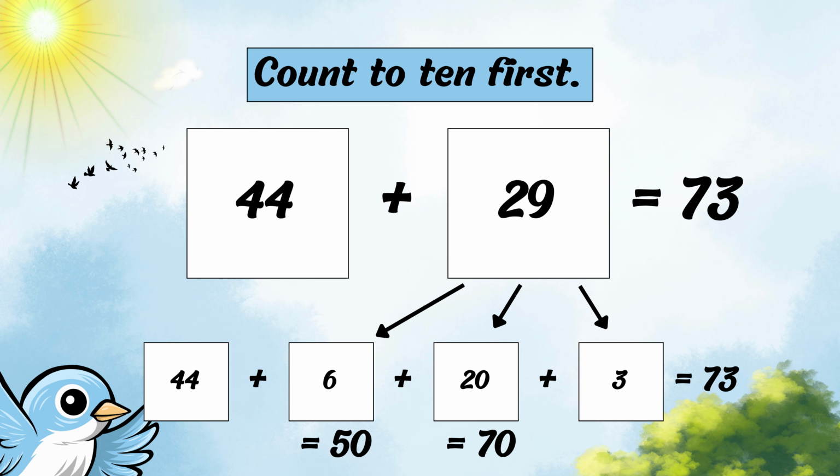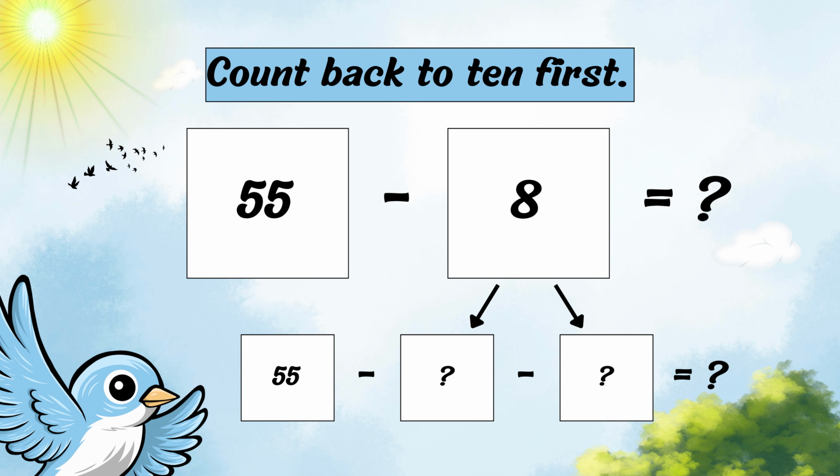70 plus 3 equals 73. Count back to 10 first. 55 minus 8 equals? Break the 8 into smaller numbers and count to 10 first. 55 minus 5 equals 50. Subtract what's left. 50 minus 3 equals 47.